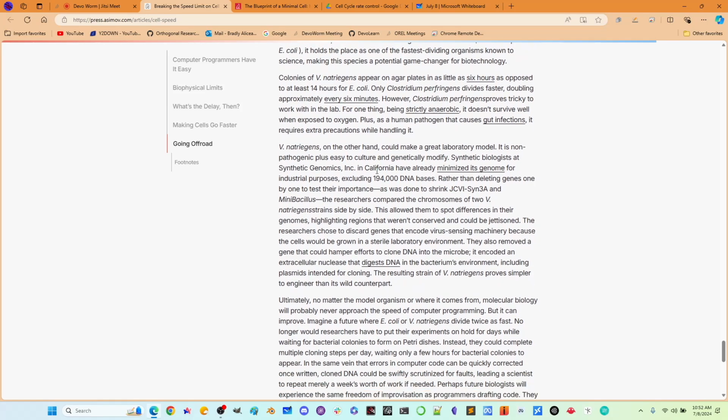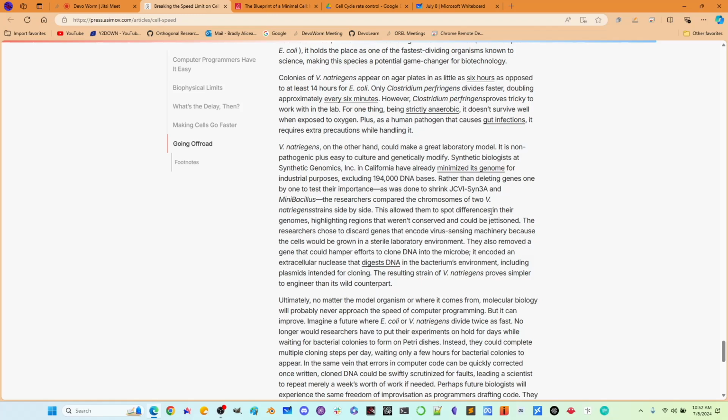And so at Synthetic Genomics in California, they've minimized its genome for industrial purposes, excluding 194,000 DNA bases. They don't delete the genes one at a time. They don't do these combinatorial knockout experiments in this case. What they did here is to compare the chromosomes of 2 V. natriegens strains side by side. This allowed them to spot differences in their genomes, highlighting regions that weren't conserved and could be jettisoned. So we're only interested in the conserved regions between individual cells or cell lines.